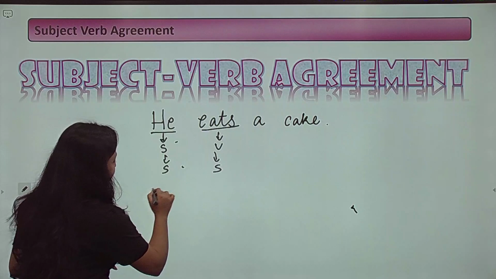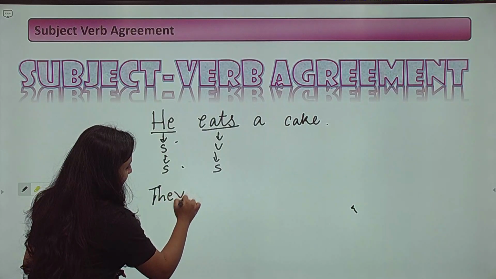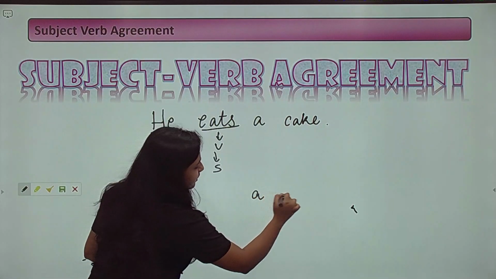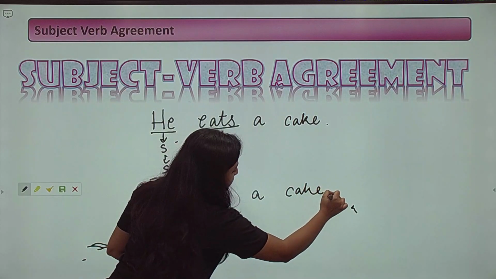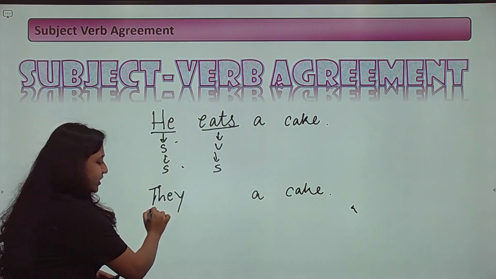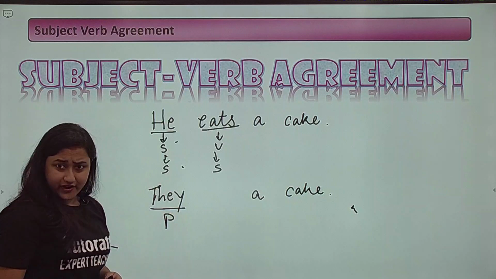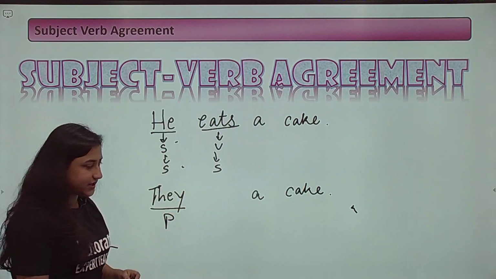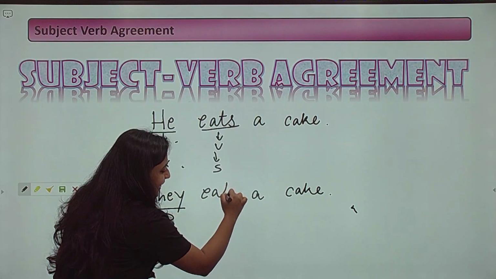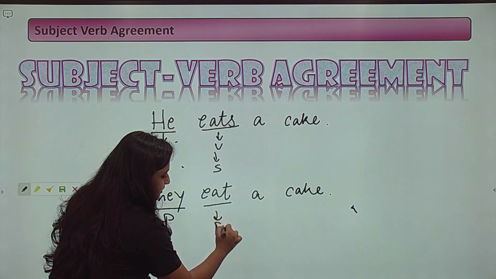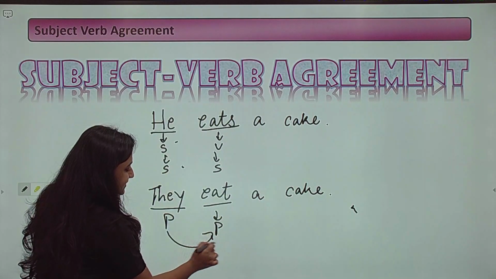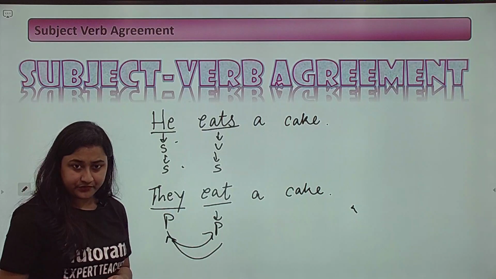Now, let us write they. They dash a cake. So kids, they is a plural pronoun, so we need a plural verb with it. So what will I write? They eat a cake, which is also plural. So this is called subject-verb agreement.